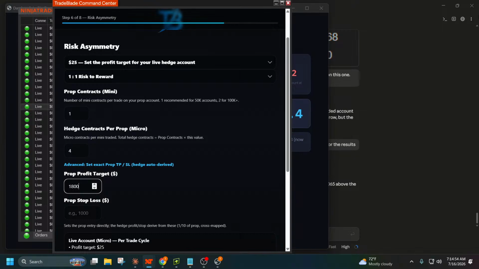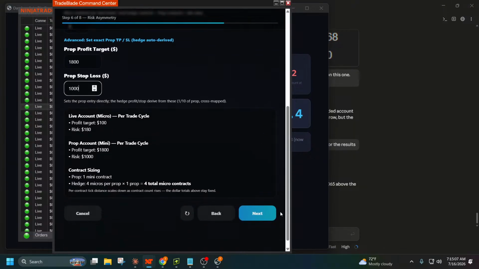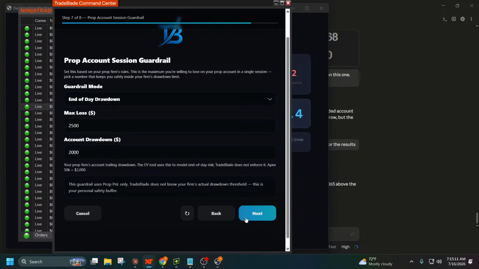There's arbitrary numbers like 1800 that were derived from rules that we needed to accommodate. So there's our $1,800 profit target. We're going to have a $1,000 stop loss. That's our daily loss limit. We always take 1 trade per account. We either hit the profit or we hit the loss, and we're done on that account for today.